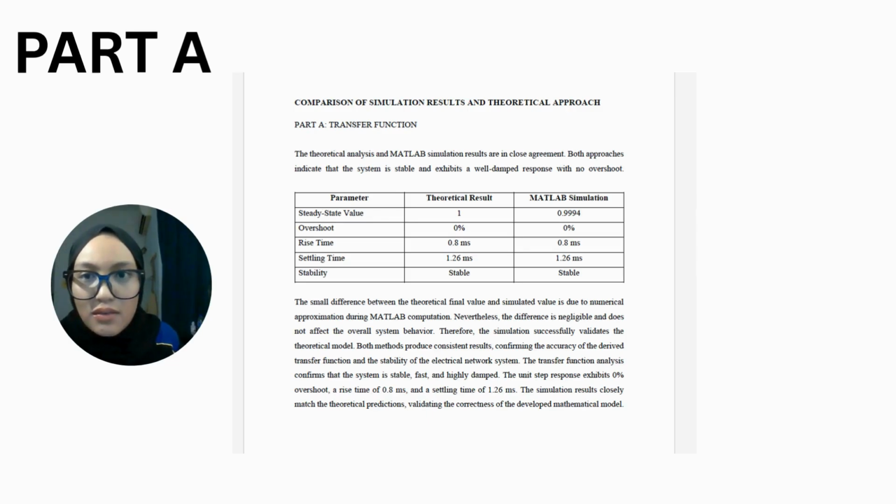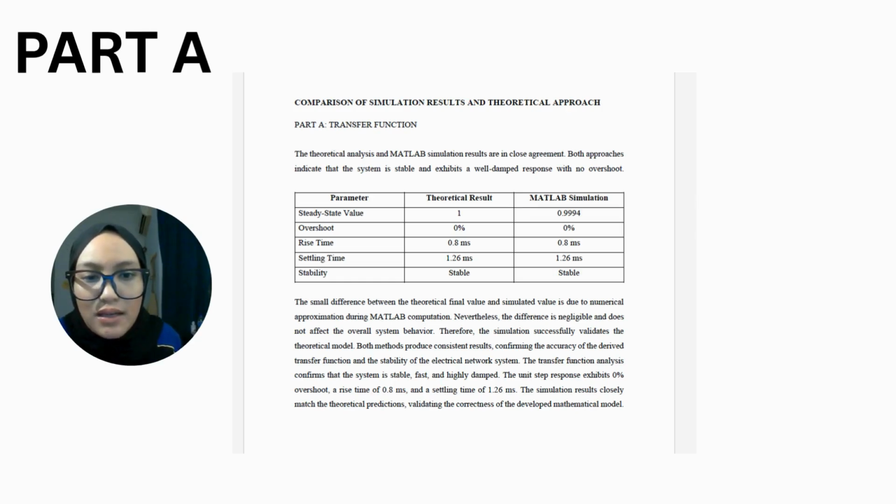My part is the comparison of simulation and theoretical results. Let's look closely at the performance metrics obtained for our group's G7 RLC electrical network under standard unit step input, as summarized on this slide. The alignment between our hand-derived theoretical expectation and the automated MATLAB simulation parameters is nearly perfect.